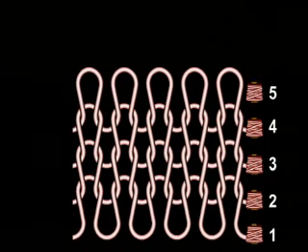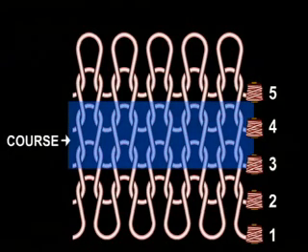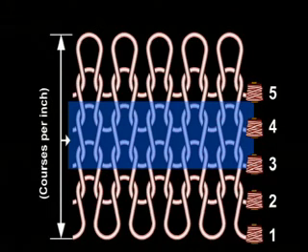The horizontal row of loops, produced by adjacent needles during the same knitting cycle, is known as a course. The course count is measured by the number of courses per linear unit, expressed as inches or centimeters. If this drawing represents a 1 inch by 1 inch area, you identify this as 5 courses per inch.